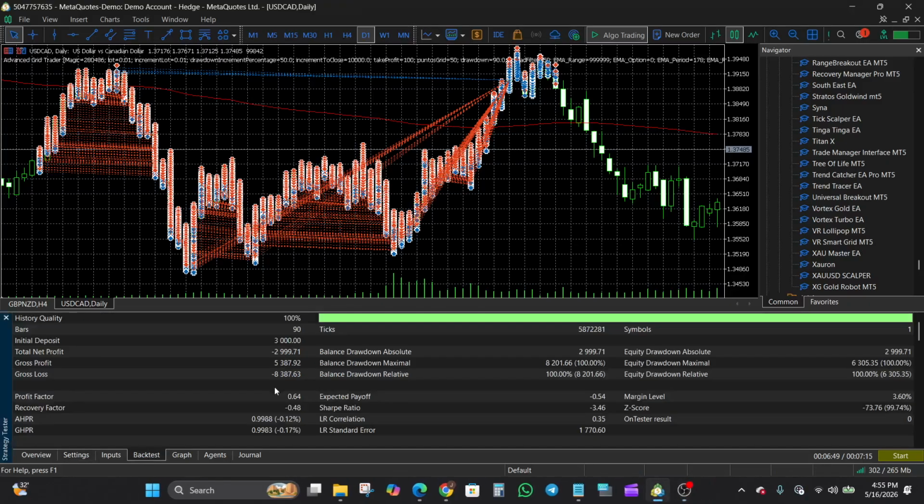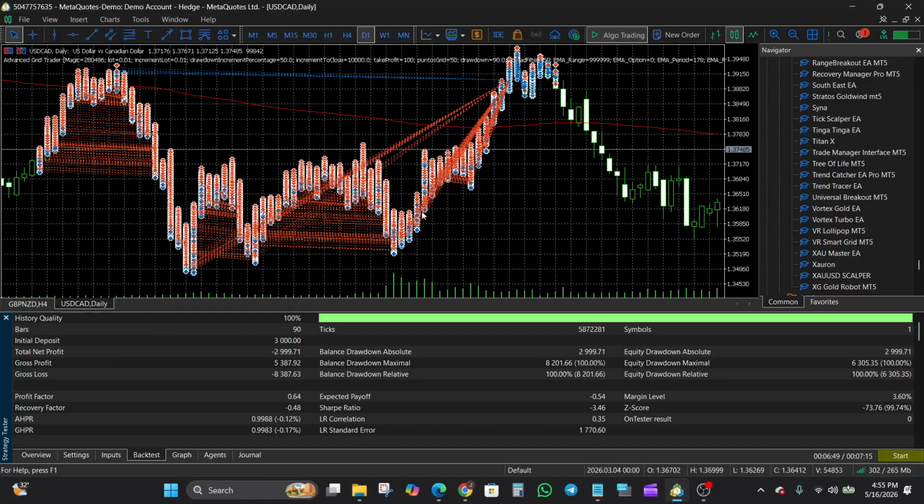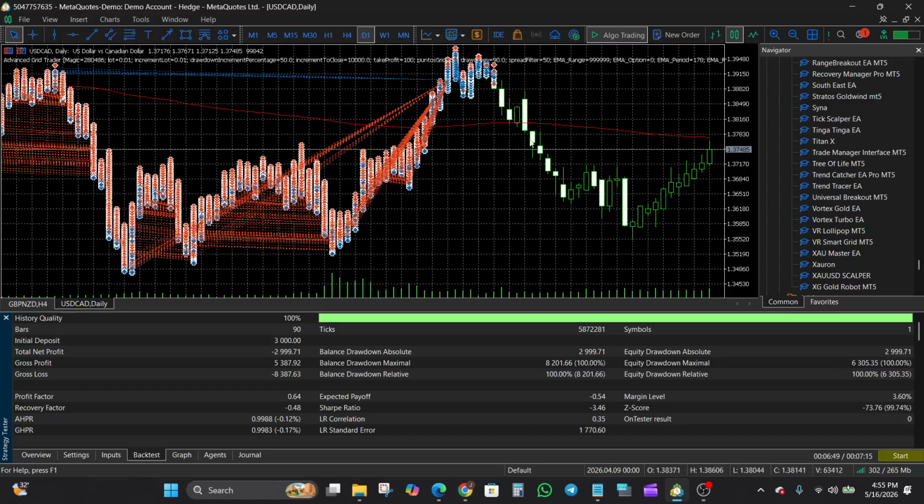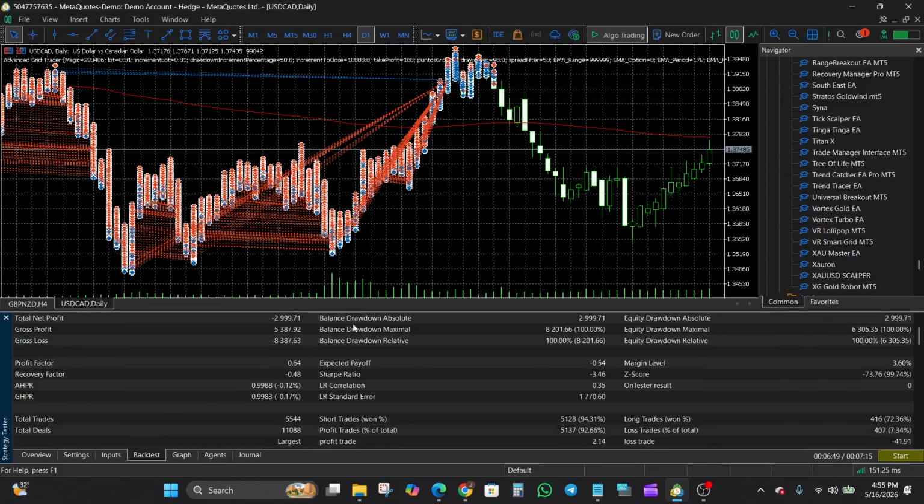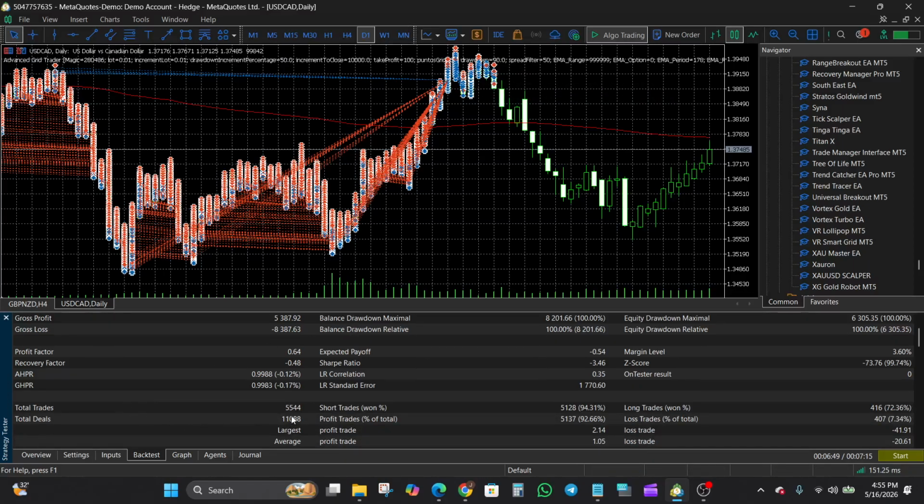Well, now let's just quickly see the results itself. Actually, this is not encouraging. We had an initial deposit of 3,000 US dollars, and the total net profit is negative $2,999.71. That explains why we didn't have any more activity around all these points, right? Because the account was already blown by then. Okay, and we had about 5,544 total trades taken.